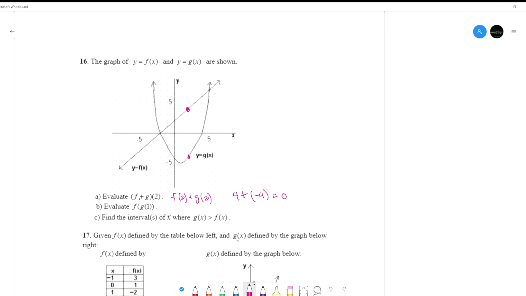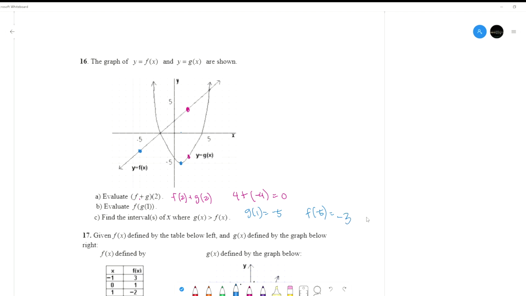What about the next one? f of g of 1. I need to figure out what g of 1 is first. So g of 1 is equal to negative 5. Now I do f of negative 5, which is negative 3.